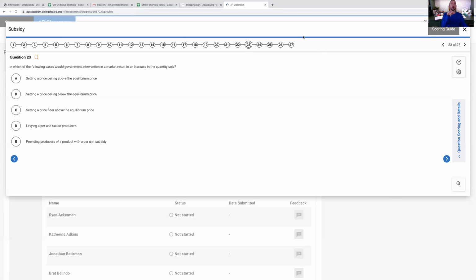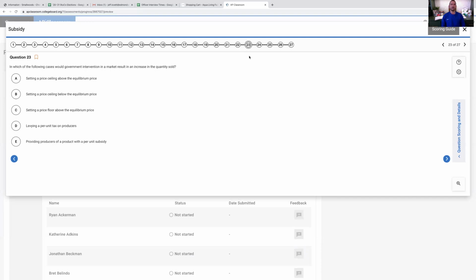So this is moving from an original equilibrium quantity to further to the right on the x-axis. Your answer here should be E, providing producers of a product with a per unit subsidy. So think about what a subsidy does. A per unit subsidy is essentially lowering the marginal cost of production by the amount of the subsidy, right? If you give me a $1 per unit subsidy, that basically lowers my production price by $1 per unit because each unit that I sell, I get that extra dollar, okay?